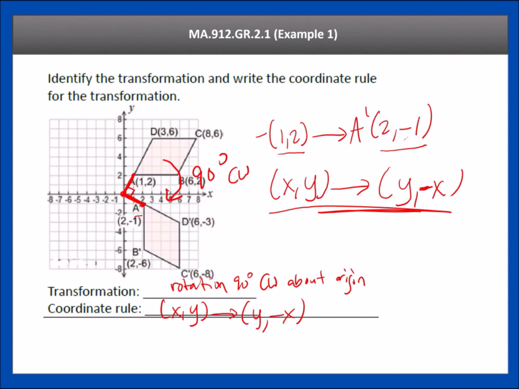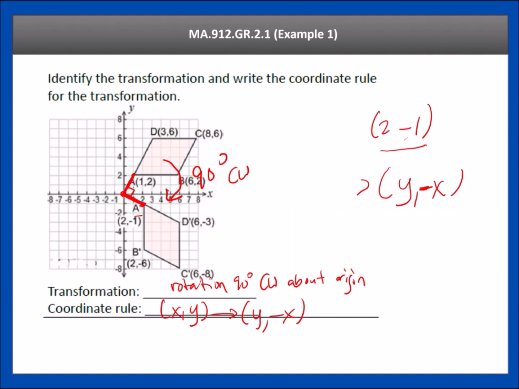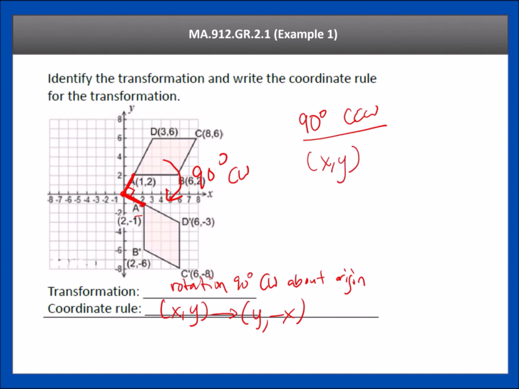So let's go over all those rules real quick. You need to know these rules for the EOC and for the midterm as well. So make sure that you commit these to memory. So if you want to do a 90-degree rotation counterclockwise, the rule is you take the coordinate and you switch the coordinates, and then this first coordinate is negative. Once you switch them, the new first coordinate is negative.